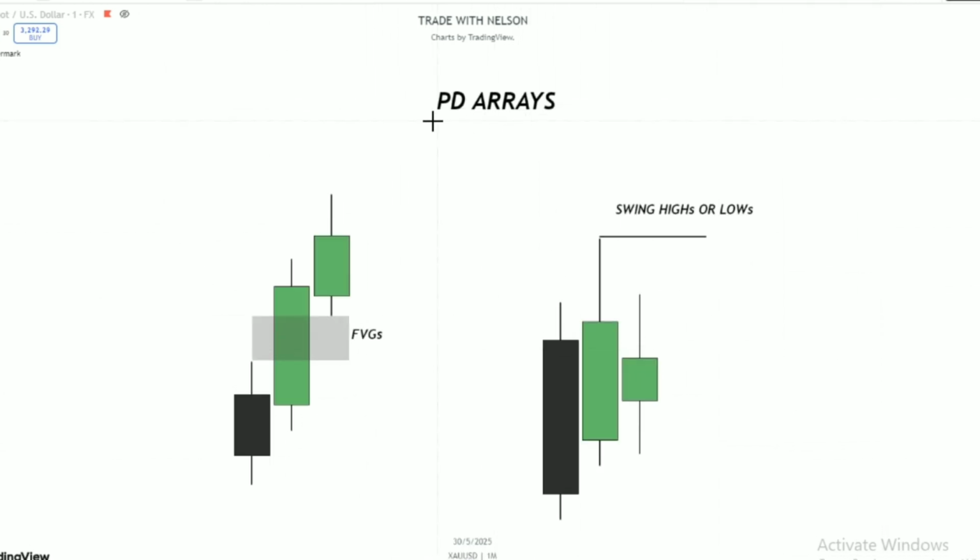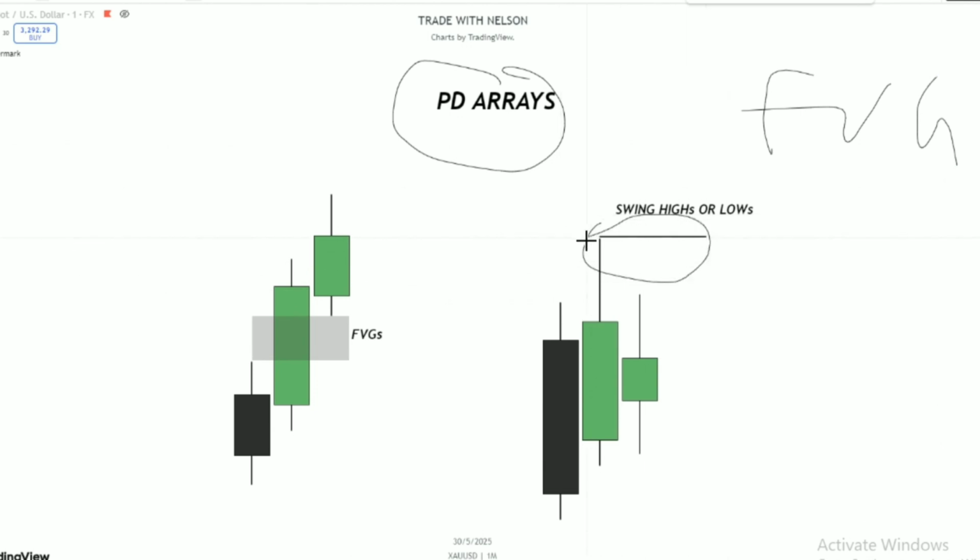So the premium and discount array, which is the PD array that we use most in trading the fair value gaps, are just two. I use the swing points, which is the swing high and swing low. I also use the fair value gap itself. So how do you identify a swing high and a swing low?